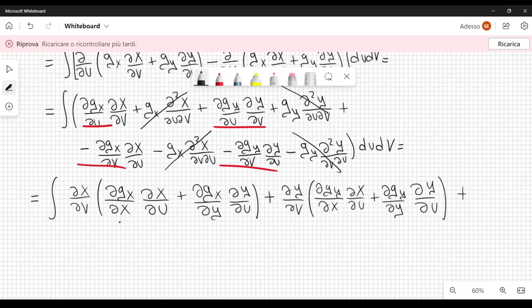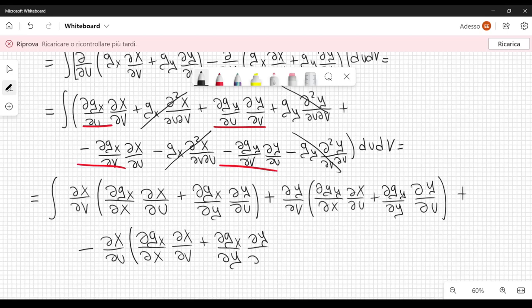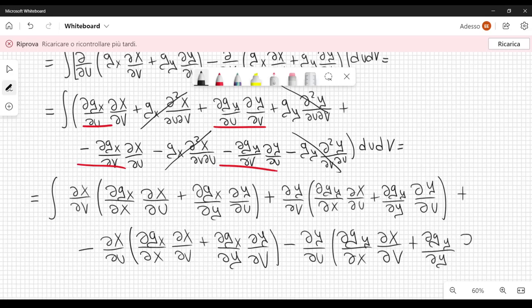and then I have minus, I have dx over du, which multiplies this, but I can rewrite that as dgx dx dx dv plus dgx dy dy dv, minus, and then I have dy du, dgy dx dx dv plus dgy dy dy dv, and this multiplies du dv, like this.